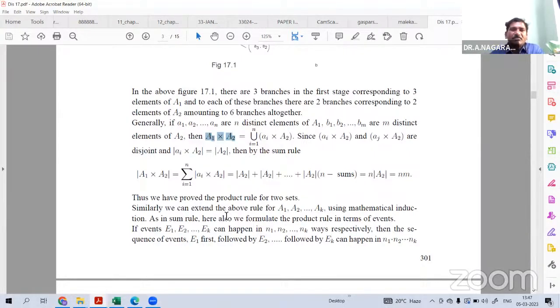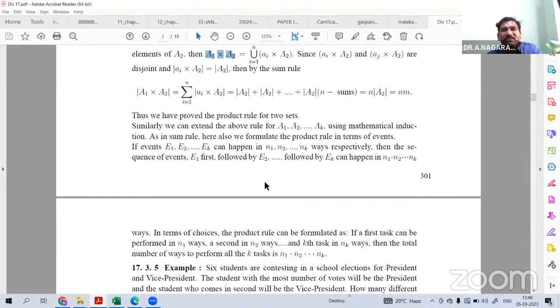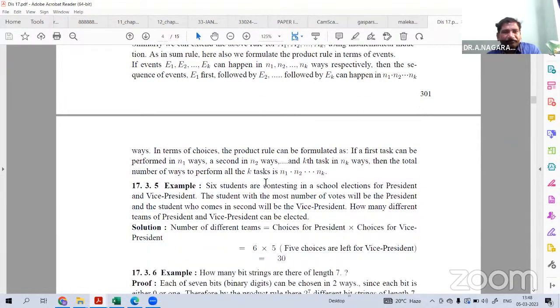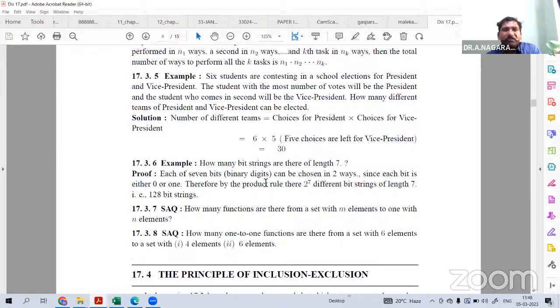Then by the sum rule, |A1 cross A2| equals the summation of |Ai| × |A2|, equal to |A2| plus and so on |A2|, n times. So this is the product rule of two sets. It can be explained by way of mathematical induction. Similarly, we can discuss. Next, we come to the example.